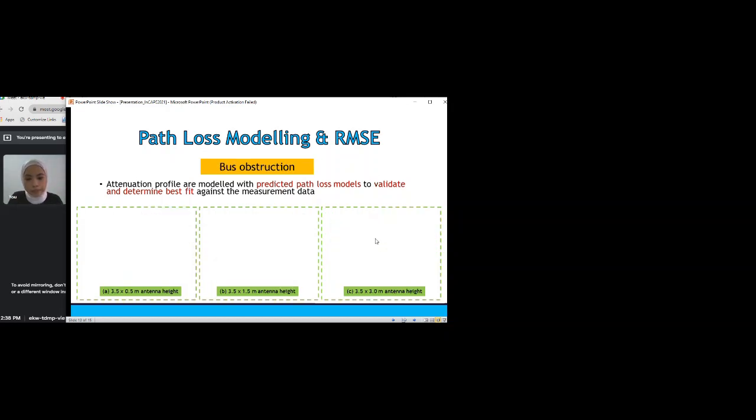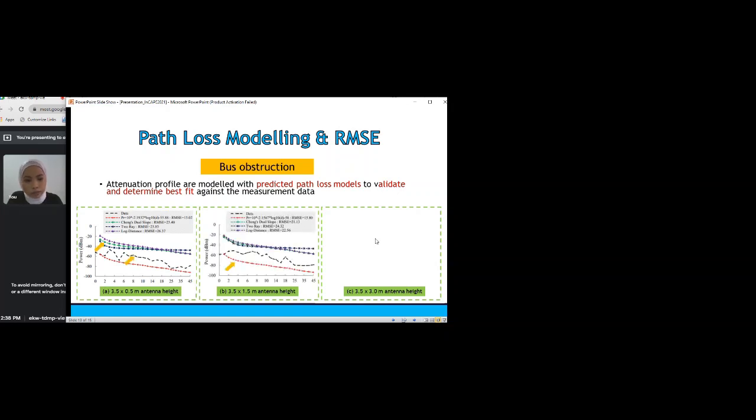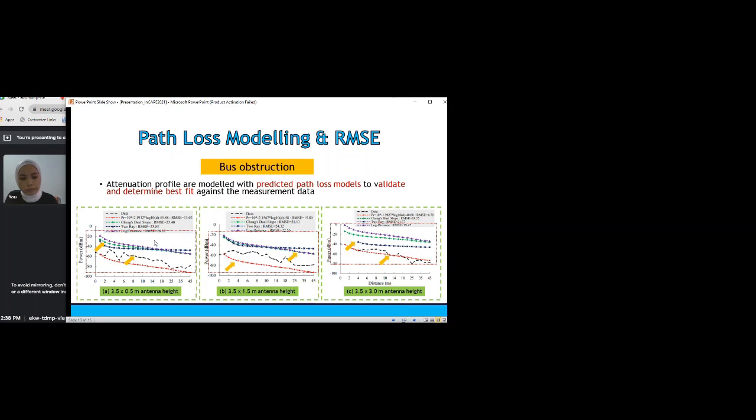Under bus obstruction, again, log normal shadowing shows the best fit. However, the two-ray model does not follow at a certain distance for bus obstruction at 3.0 meter antenna height. For the signal strength level, it is quite similar, with a drop between -20 to -80. And for the higher antenna height, it has a much better value.